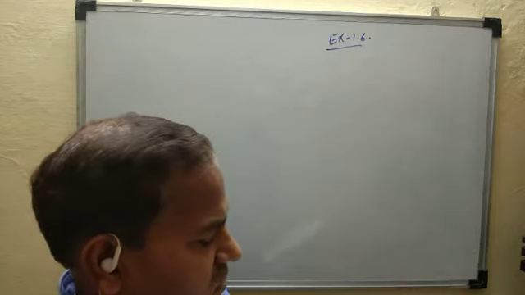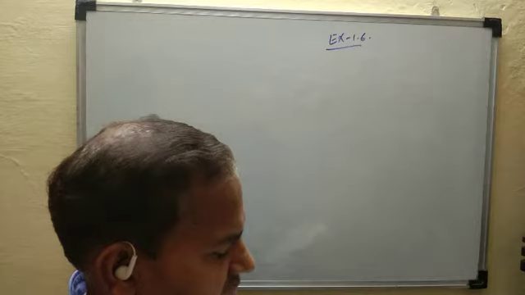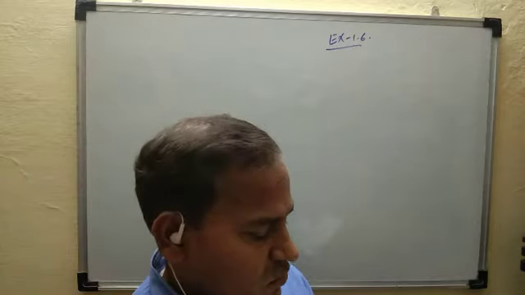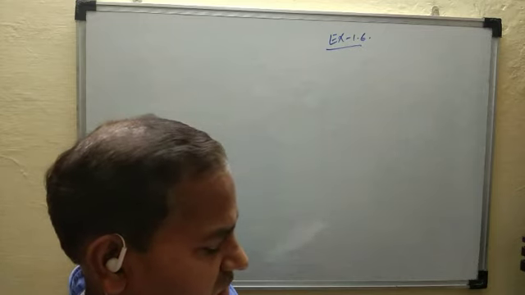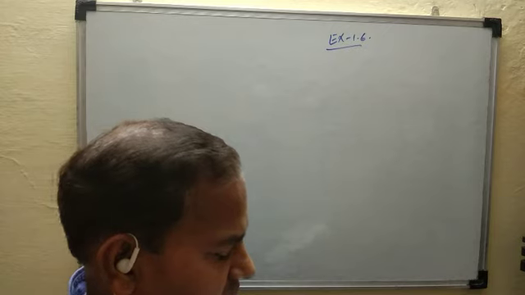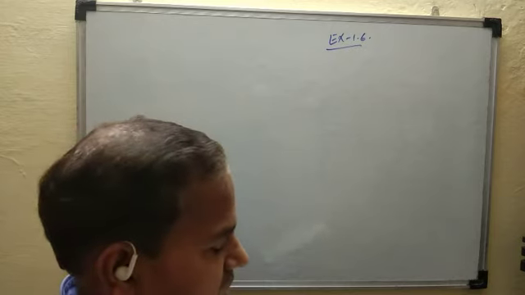Fourth, S and T are two sets such that S is given, T is given, intersection is given. How many elements of S union T? Use the formula and put the remaining value. Fifth, X and Y are two sets such that X has 40 elements, X union Y is given, X intersection Y is also given. How many elements of Y? Same formula, put the values.